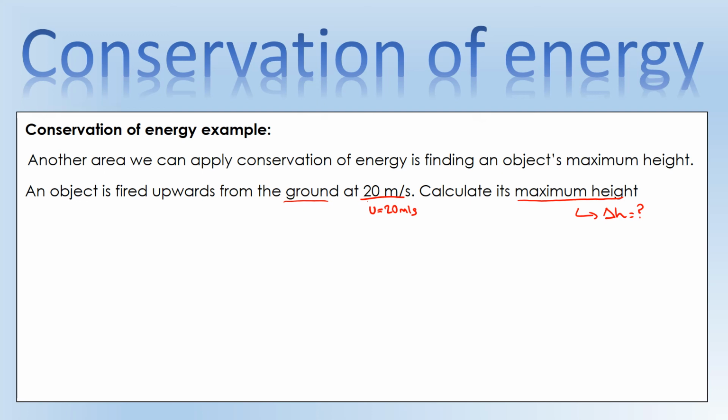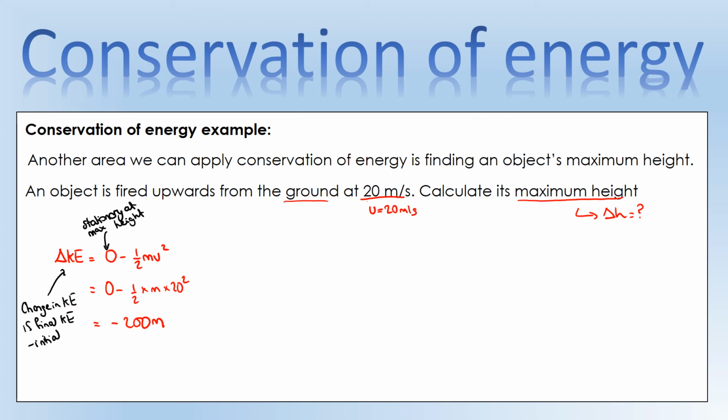Okay, so we're going to assume that there's no drag or air resistance acting, so we can apply conservation of energy. The first thing I'm going to do is figure out how much kinetic energy it's going to lose. So that's essentially calculating the change in kinetic energy. First of all, we're doing 0 minus half mu squared. Why are we doing that? Well, it's 0 here because it's stationary at maximum height, so it doesn't have any kinetic energy when it reaches the maximum height. So that's why there's a 0 in there.